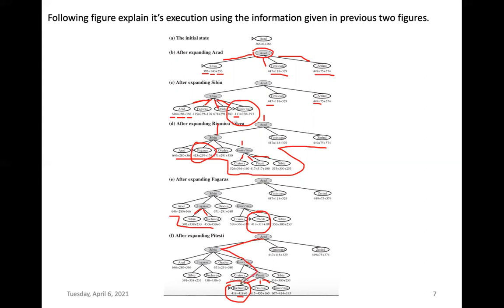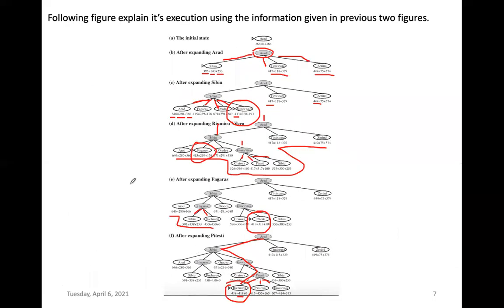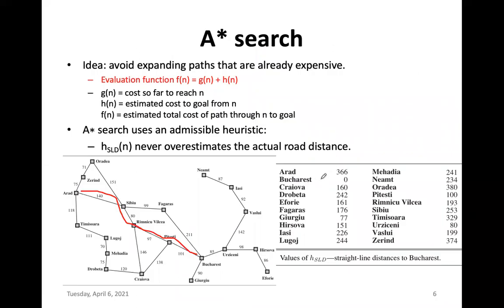If you add up the values here, 140 plus 80 is 220, and then plus 97 plus 101. So you have to add up these costs, and this is g of n. And that g of n is 418, and then the h of n of Bucharest is 0.